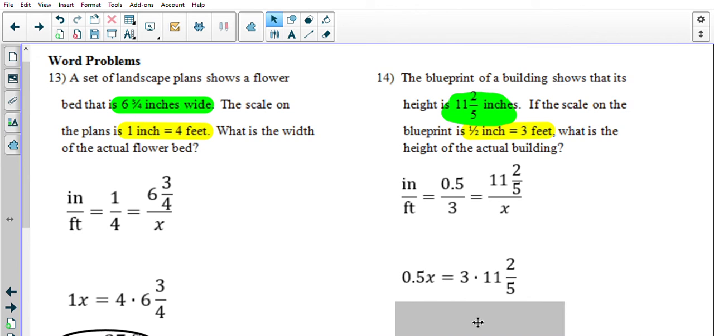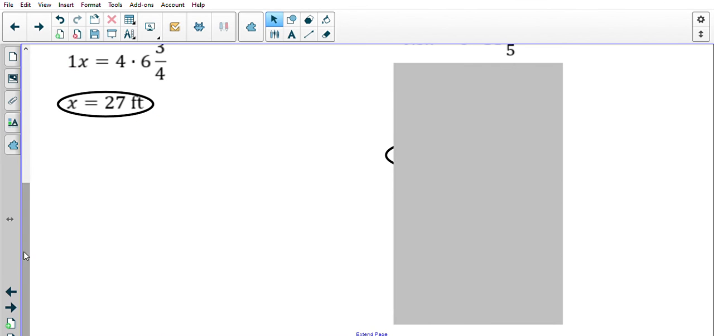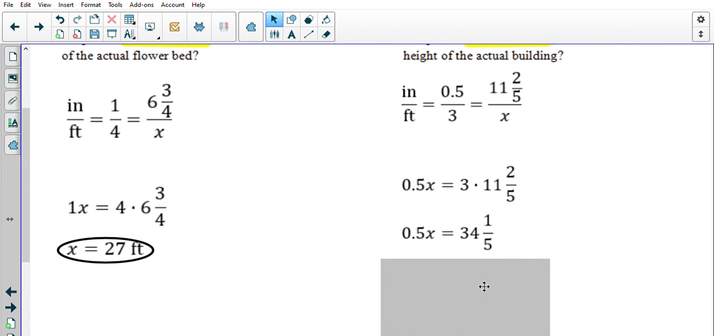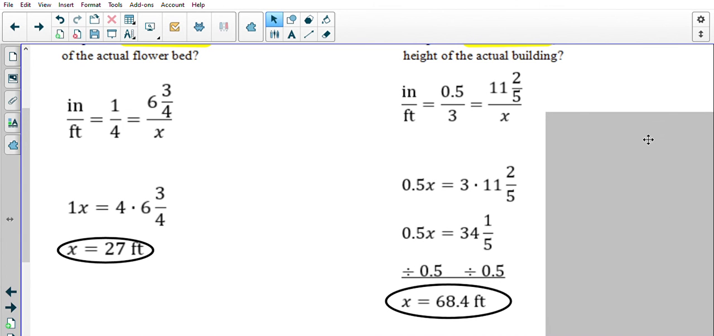So we have 0.5 times x is 0.5x. We still need to take 3 times 11 2/5. That's going to get us 0.5x equals 34 1/5. Divide both sides by a half, or 0.5. So I took 34 1/5 divided by 0.5, and that got me 68.4 feet. You might get 68 2/5 feet. It's the same thing.